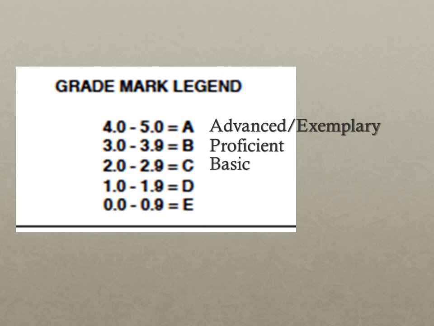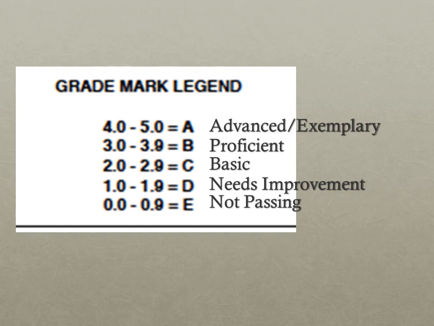A 2.0 to a 2.9 is a C, which is basic. A 1.0 to a 1.9 is a D, which means the student needs improvement. Finally, a 0 to a 0.9 is an E, which means the student is not passing.